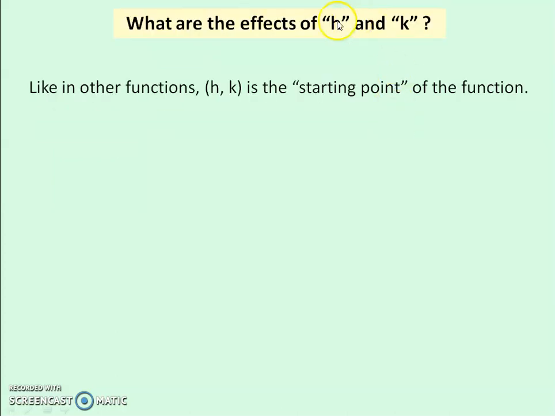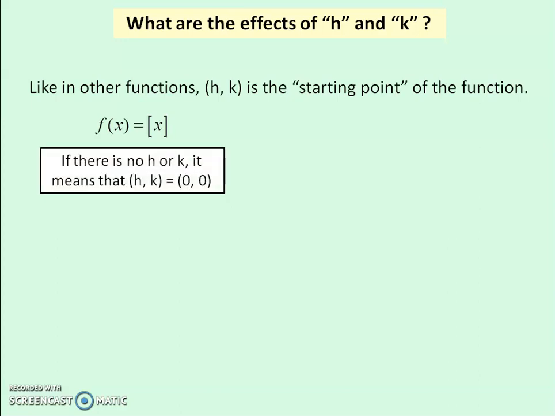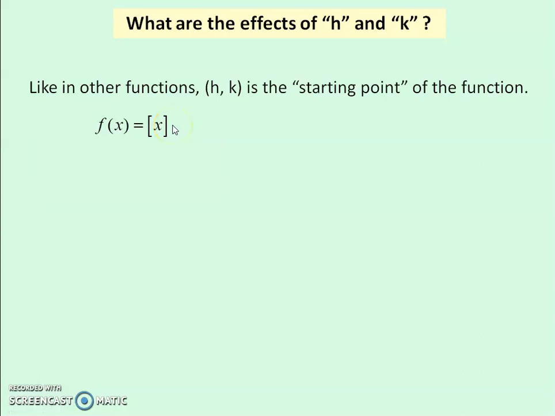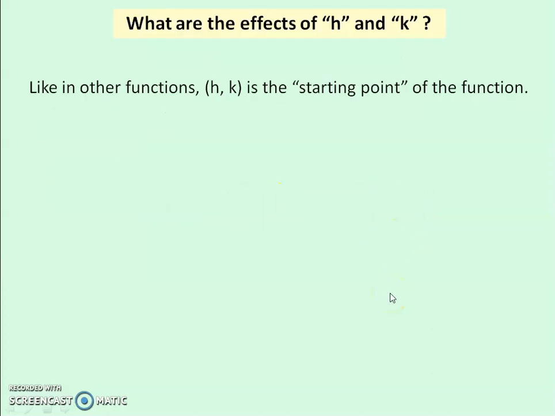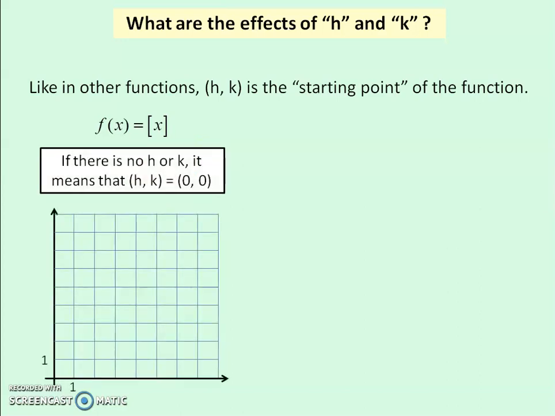So first up, h and k represent the starting point of the function. There are lots of possible starting points because a starting point is any filled-in dot, and there are lots of filled-in dots. But just to show you, here there is no h and no k. So remember that h is what is subtracted from the x and k is what's added or subtracted outside of the greatest integer function bracket. So in this case, there's nothing subtracted from the x inside or added. There's nothing added or subtracted outside. So h and k are both 0. And what that means is that we'll have a filled-in dot at (0, 0).